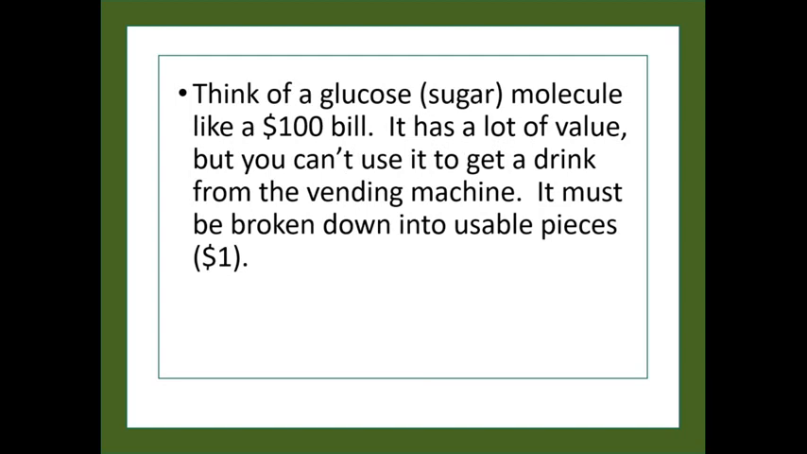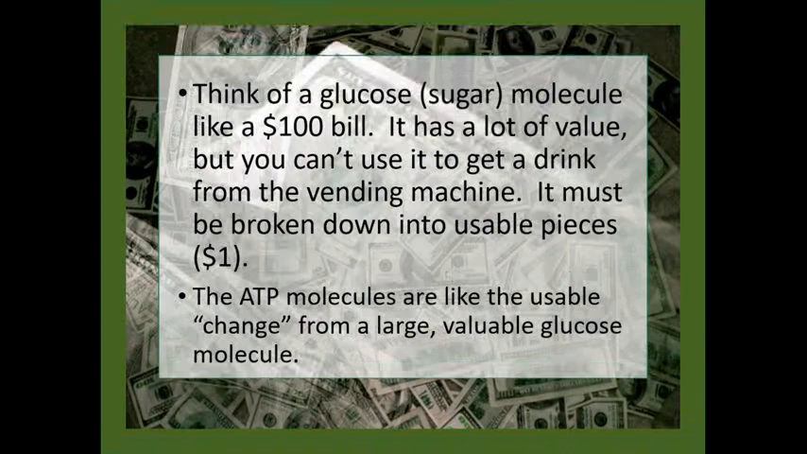So, I want you to think about it like this. Think of glucose, which is just your sugar molecule, like a $100 bill. Your $100 bill has a lot of value, but you can't use it in a vending machine to get a drink. The bill is too big. So it must be broken down into usable pieces, which would be $1 for the vending machine. So the ATP molecules are like the usable change from a large valuable glucose molecule.